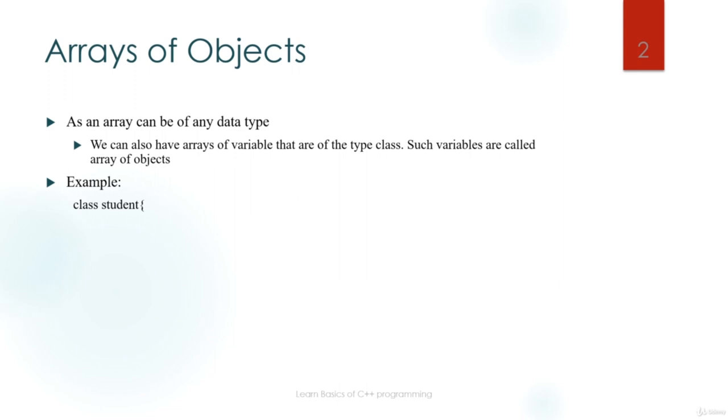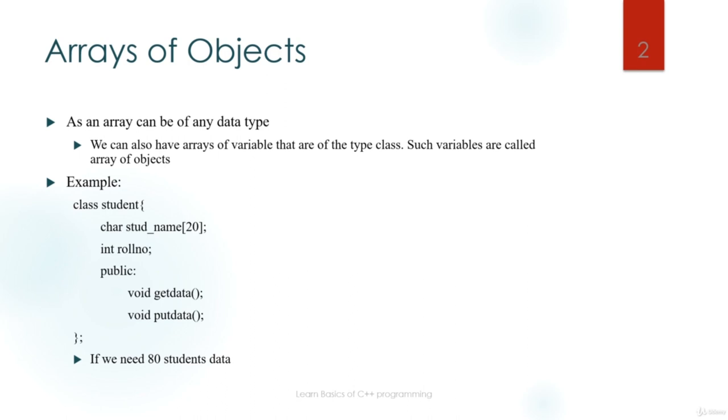Here, the class is being created for the student. Within the class body, I have declared one data member as the student name. It is declared with the data type character. Next, the roll number, which is of the integer data type. Then, the access specifier public and the member functions get data and put data. Then we close the class with the semicolon.